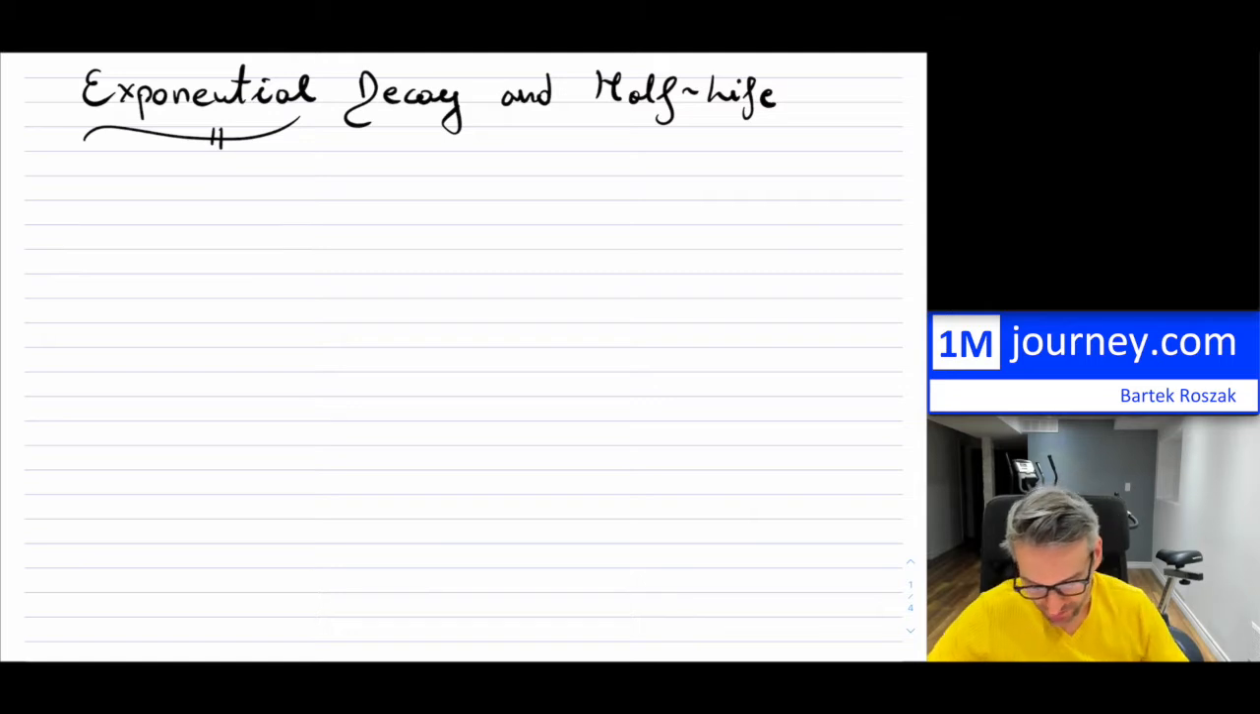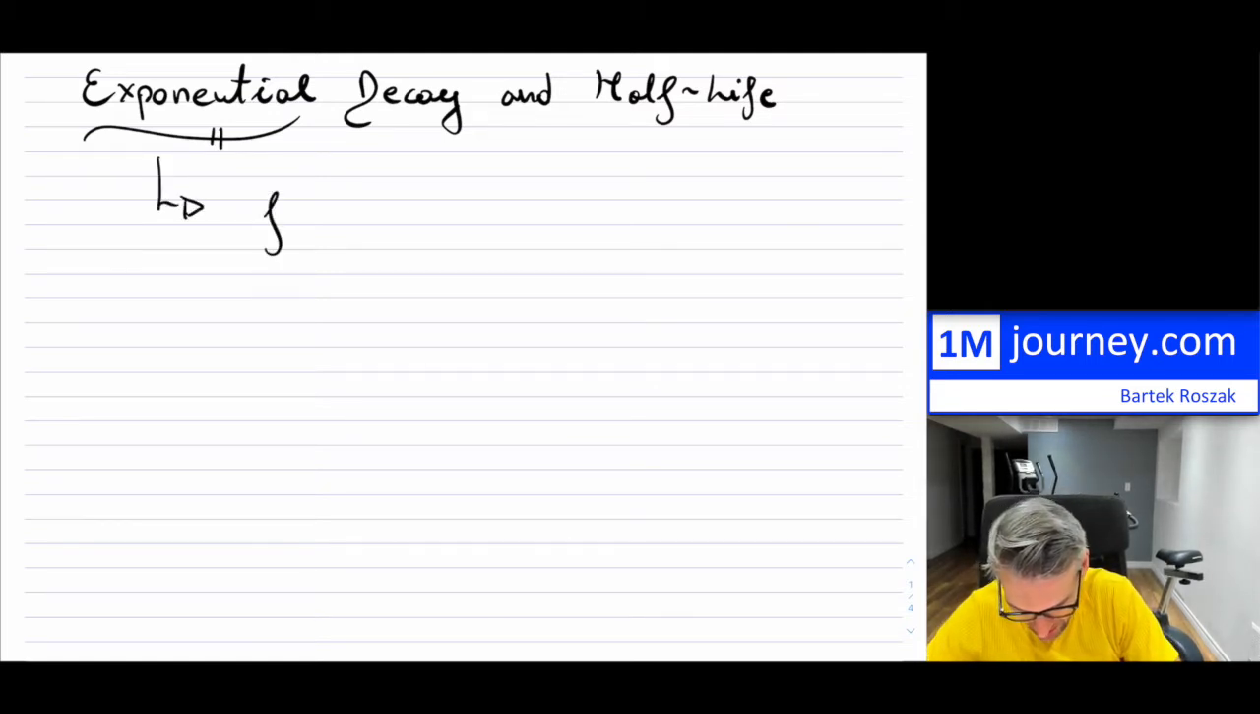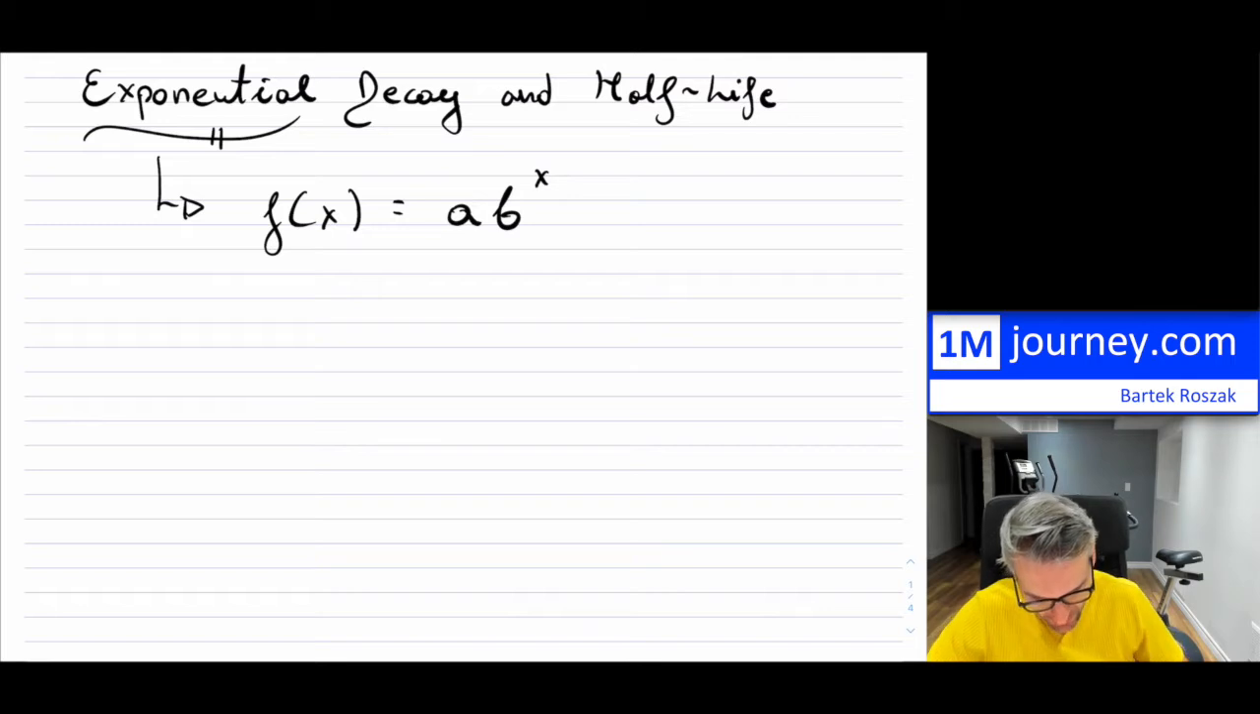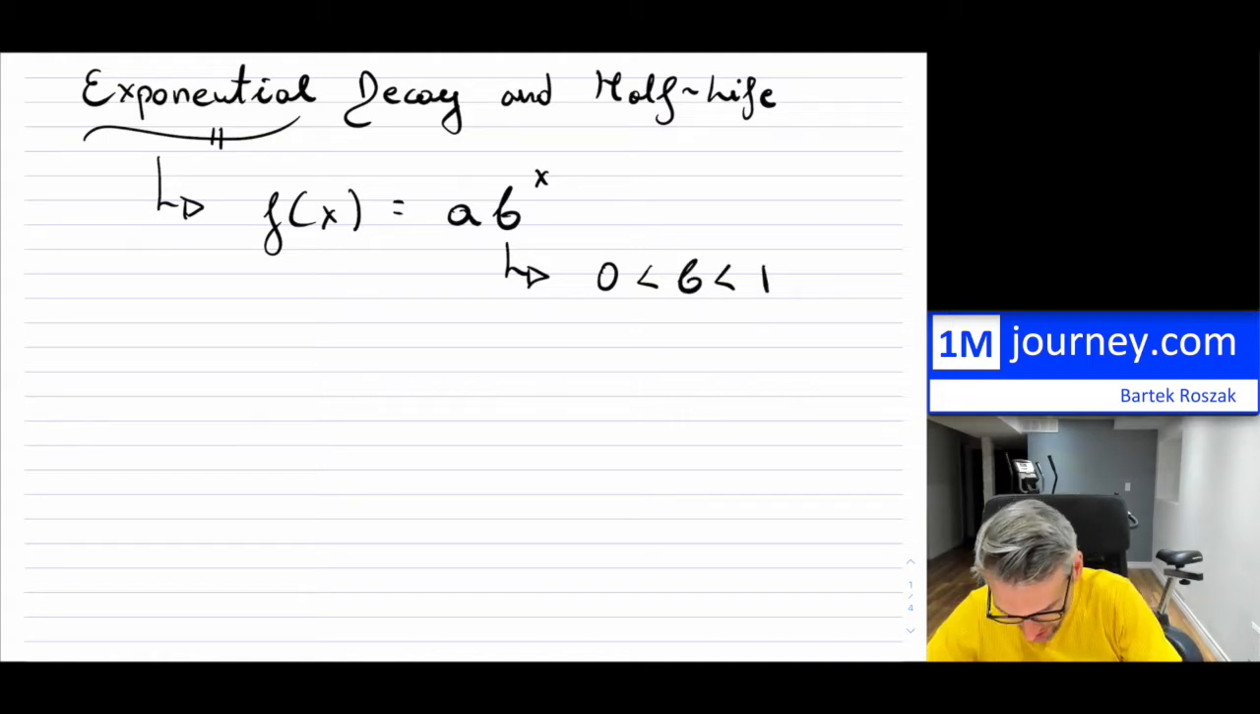If you recall, when you have an exponential function, so let's say a b to the x, and we know that this b is between 0 and 1, then our function in general kind of decays. So we will assume for this video that x is greater or equal to 0.